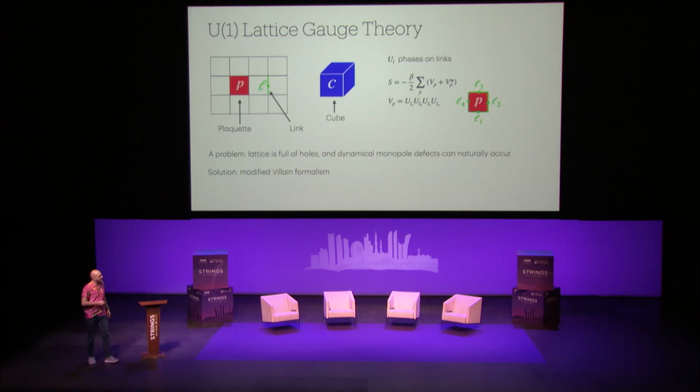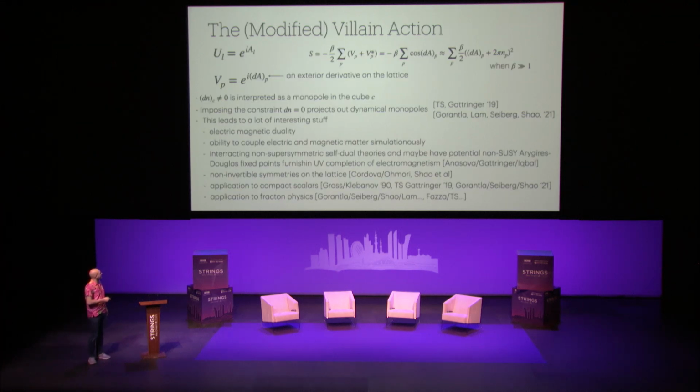So that's one problem. And the solution to this problem came in the form of what today is known as the modified Villain action. To motivate the Villain action, you can take the usual Wilson action. You can write it as cosine of dA, where A is the phase here, well, the exponent in the phase.